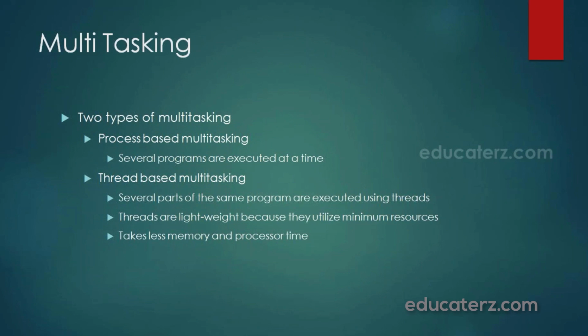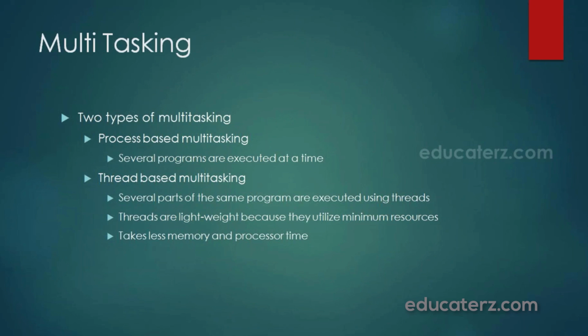Process-based means several programs are executed at a time, whereas thread-based means several parts of the same program are executed using threads. For example, if I have a program which has 3 methods, each method will be executed by a separate thread. That means 3 threads are required to execute these 3 methods. So this is called thread-based multitasking.